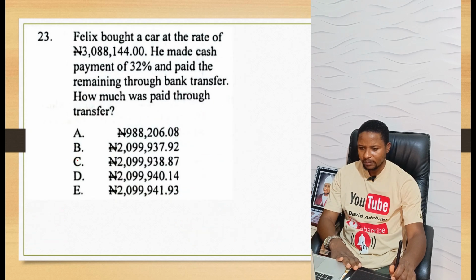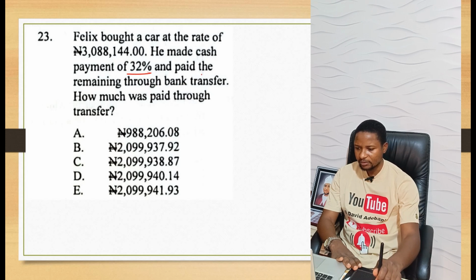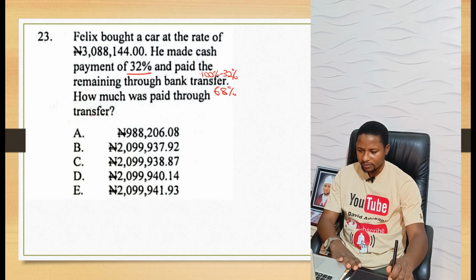Number 23. Felix bought a car at the rate of 3,088,144 naira. He made a cash payment of 32%. And paid the remaining through bank transfer. How? So bank transfer, you just need to do 100% minus the 32. Are we good? That will give you 68%. So bank transfer is 68%.